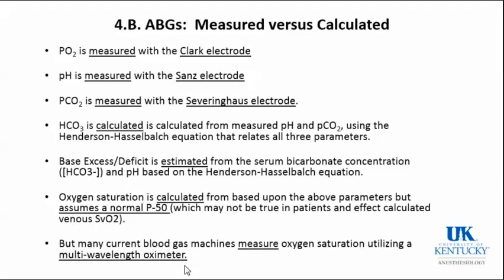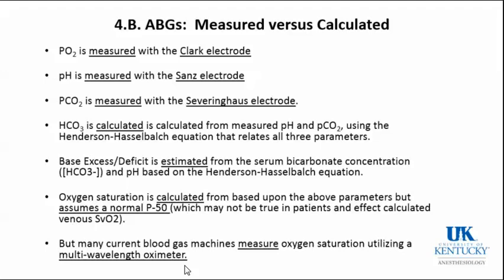Remember that bicarb, when reported from blood gases, is calculated. A lot of people make fun of the fact that it's calculated, but it's based on the Henderson-Hasselbalch equation, which is a valid equation, so there's nothing wrong with the fact that it's calculated. It's based only on the pH and the PCO2. Base excess, on the other hand, is estimated, and it makes a lot of assumptions. So it's not a precise measurement.